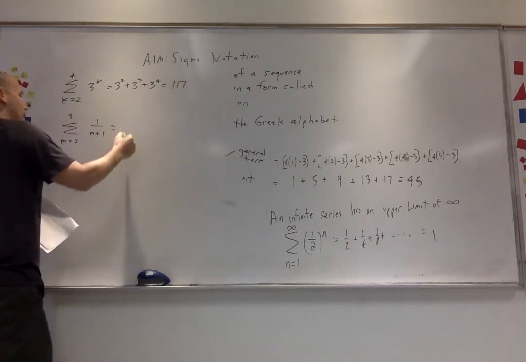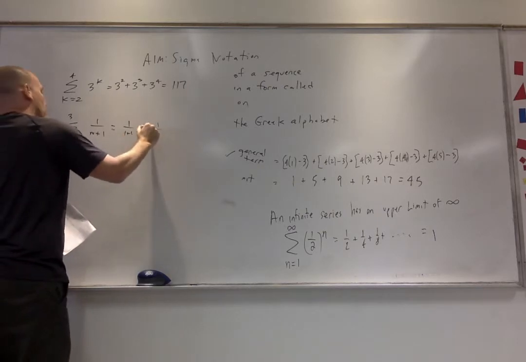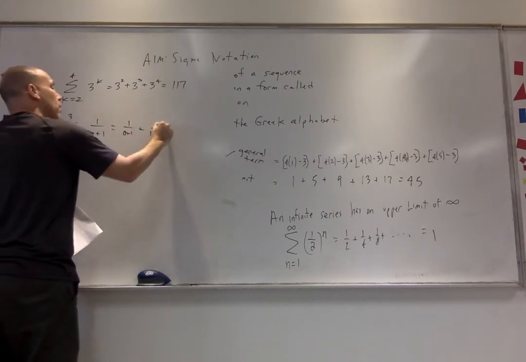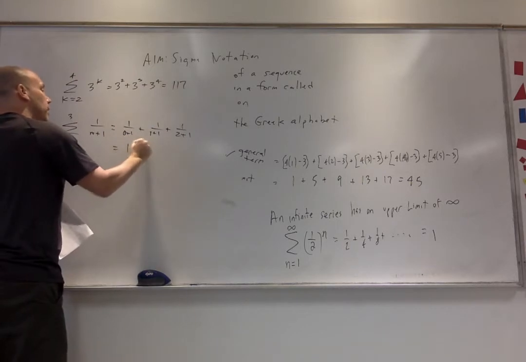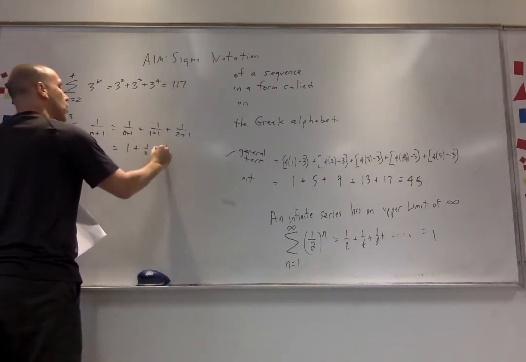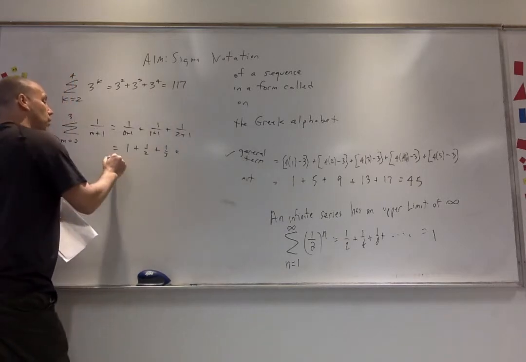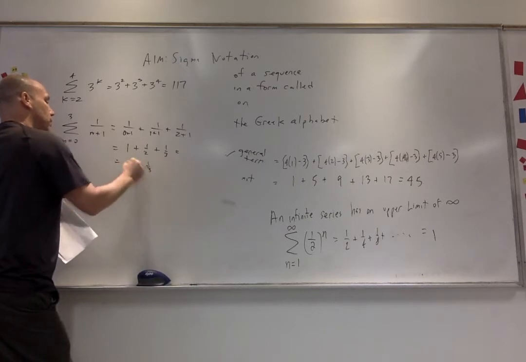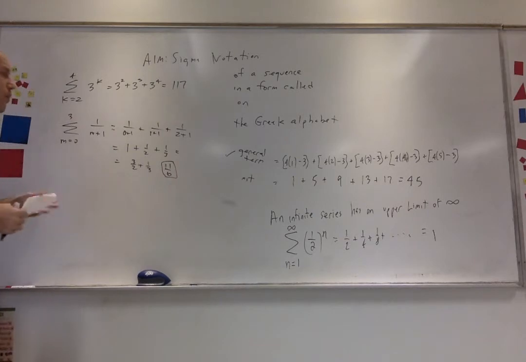And then here we have 1 over 0 plus 1, plus 1 over 1 plus 1, plus 1 over 2 plus 1, which is equal to 1 plus a half plus a third. What does that equal? Let's see, 3 over 2 plus 1/3. And so what is this? It's 11 over 6.